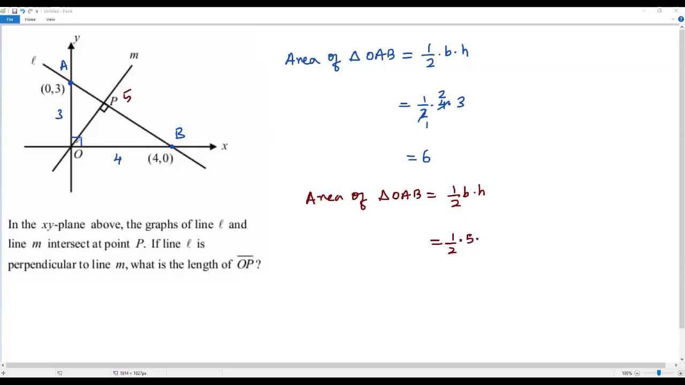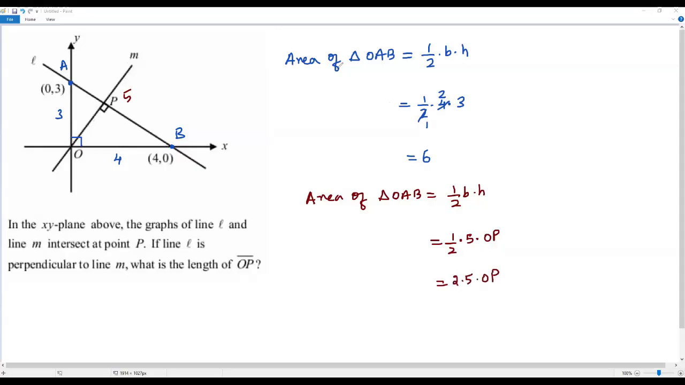And the height of the triangle is given by the line segment over here, because OP is perpendicular to the base. So we can consider this OP as the height of the triangle. Let me plug in OP as height over here. Then we get 1/2 times 5. Actually, 1/2 of 5 is 2.5, times OP.